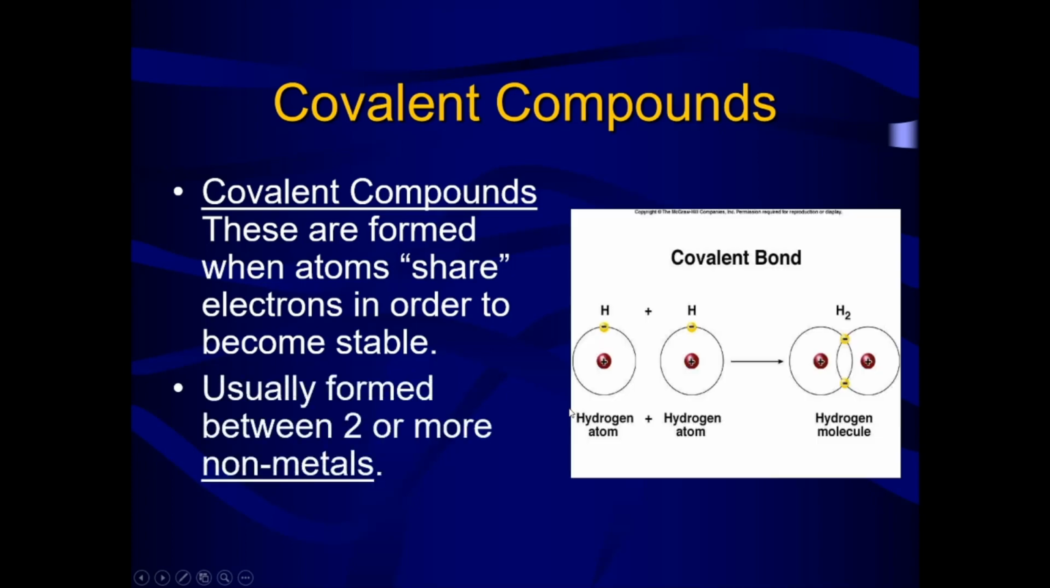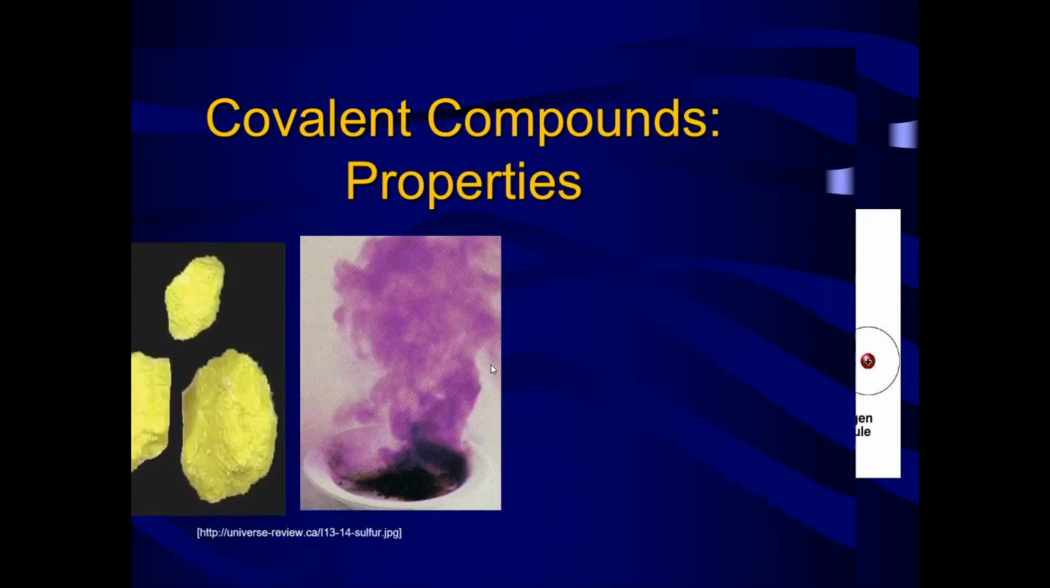Now, unlike the ionic bonds that have a metal and a nonmetal, covalent compounds are formed only between nonmetals. Okay, so no metals here. So they are usually formed between two or more nonmetals only. All right, so keep that in mind. If I ask you in the future, what type of bond has only nonmetals, then of course we're going to be talking about covalent compounds.